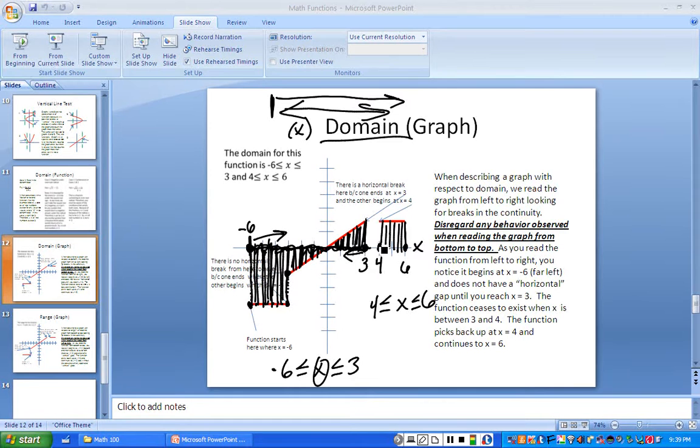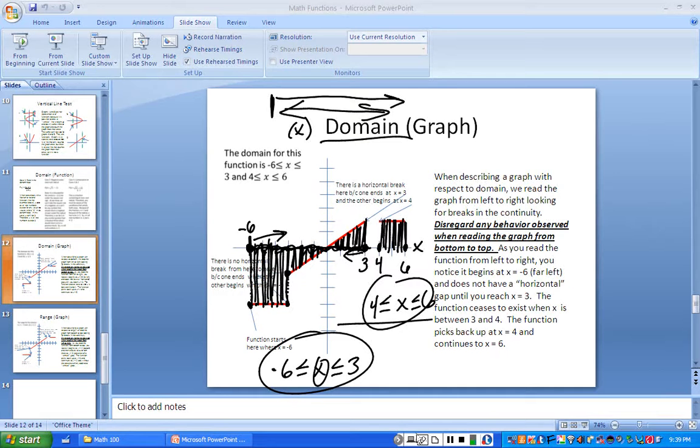As soon as I get here to x is 4, I'm touching red again. I'm touching red. And I'm able to touch red all the way up until I get to 6. Once I cross over 6, out here, I'm not able to touch any red anymore. Alright? So that's what I'm demonstrating here. Now, moving on. That's domain, which is the x-axis.